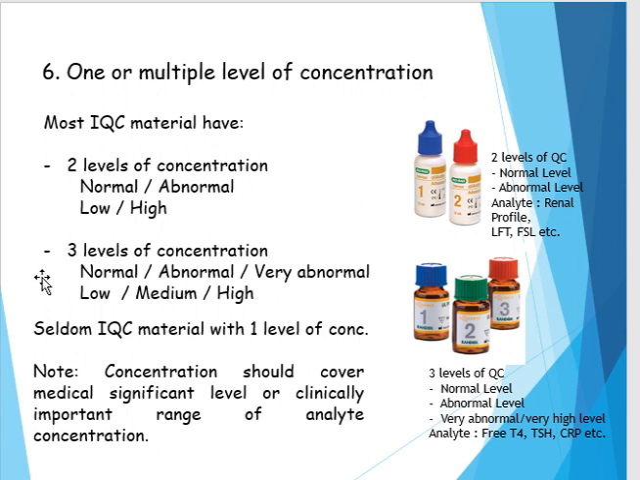It also can come in three levels of concentration. So the concentration could be normal, abnormal or very abnormal, or low, medium and high. So this is an example of three-level QC, which consists of normal level, abnormal level and very abnormal or very high level. So examples of analyte are MSA and hematology. Seldom is QC material with one level of concentration available nowadays.